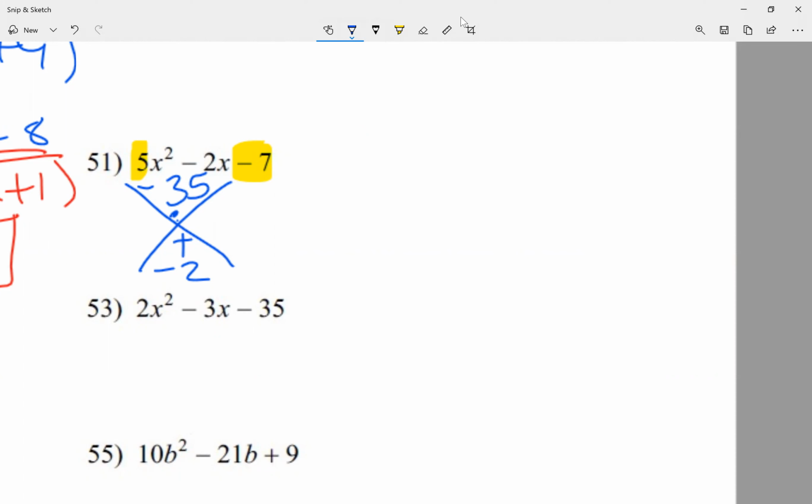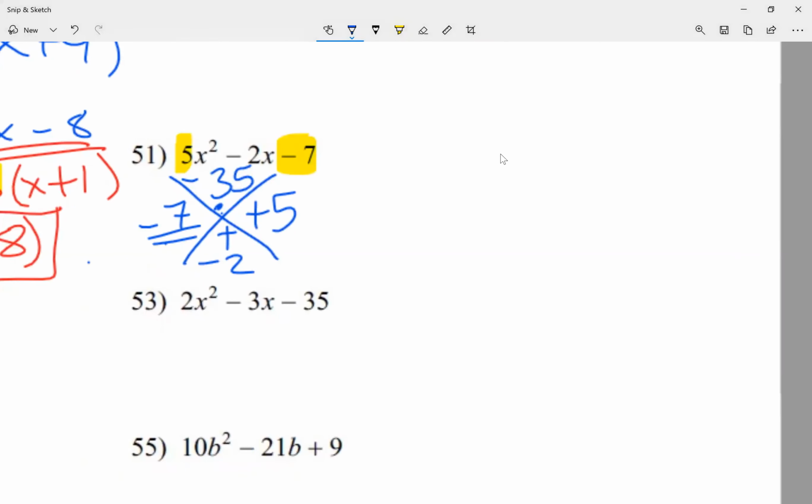So that's going to give me a negative 7 and a positive 2. Oh, no, incorrect. A negative 7 and a positive 5. Okay, Francisco, I got you. Okay, so then I'm not going to go directly to parentheses. I'm going to use the negative 7 and the positive 5 just to split my middle term.